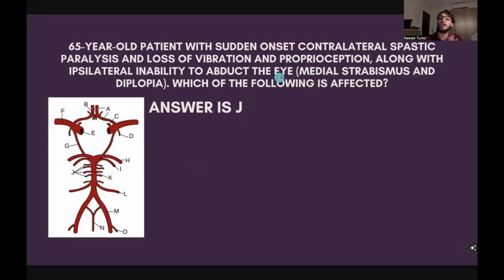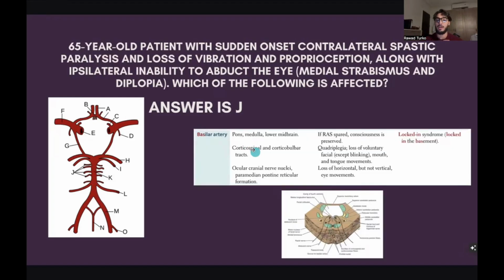And here we have contralateral spastic paralysis, which means that these are the paramedian branches of the basilar artery, or the pontine branches of the basilar artery. Okay, so they're just gonna supply one side of the medial pontine structures. So again, if the entire basilar artery was involved, then we'd see locked-in syndrome.